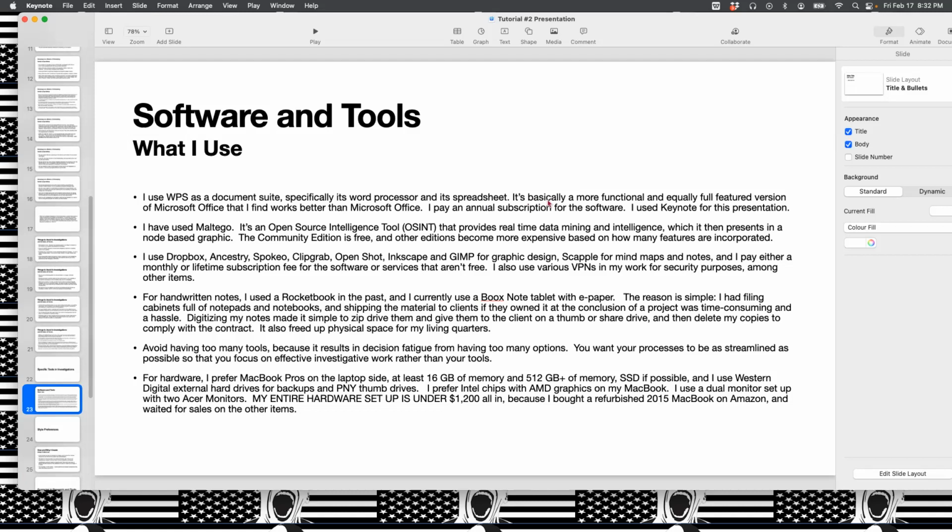So your specific tools and investigations, I use WPS as a document suite, specifically its word processor and its spreadsheet. I'm going to show you that later tonight. It's basically a more functional and equally full-featured version of Microsoft Office that I find works better than Microsoft Office. I pay an annual subscription for the software, like $20. I use Keynote, which is Apple's version, for this presentation because I find it to be much more streamlined.